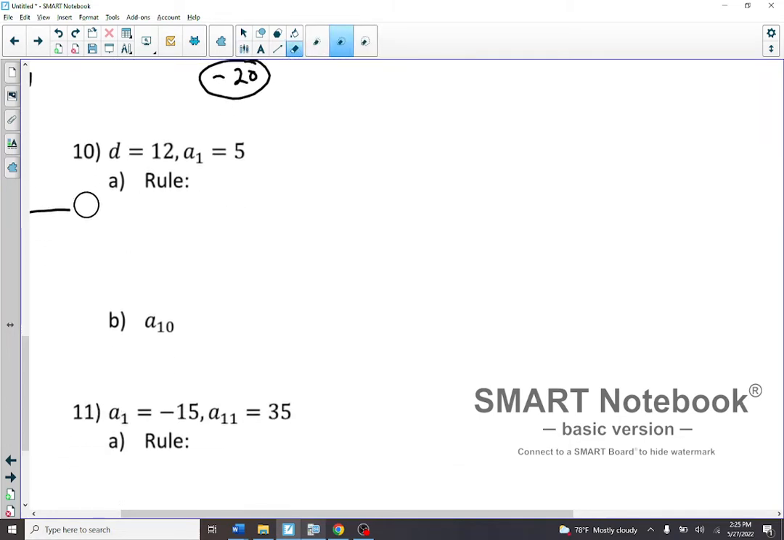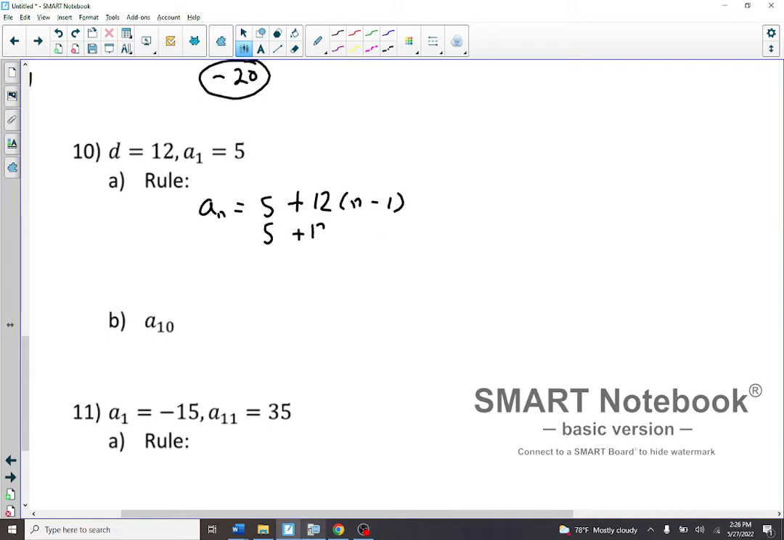Here, they give you the pattern and the step, the first one. So I already have this thing. So it's going to be AN equals the first number, 5. You could scroll up if you're reviewing or go backwards in the video if you need the equation. Plus 12 times n minus 1. So 5 plus 12n minus 12. So negative 7 plus 12n would be your equation. Plug in a 10 in this. 120 plus negative 7 equals 113.